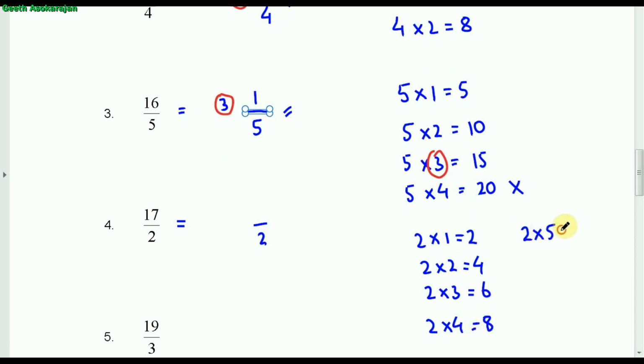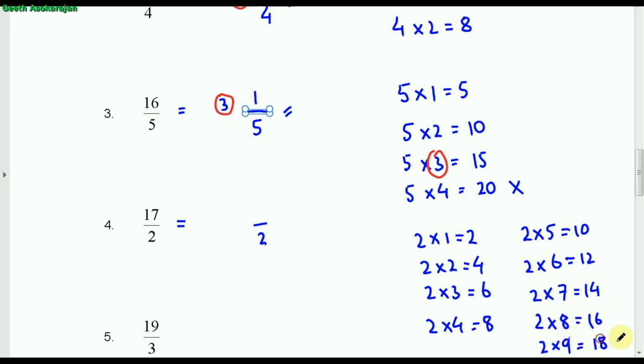2 times 5 is 10. 2 times 6 is 12. 2 times 7 is 14. 2 times 8 is 16. 2 times 9 is 18. Let's stop there because 18 is bigger than 17. So it must be 8. So 2 goes into 17 at most 8 times.